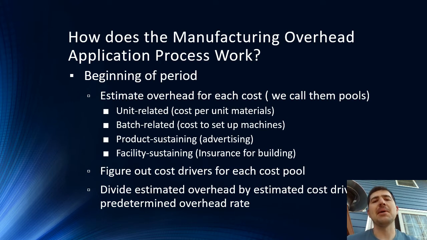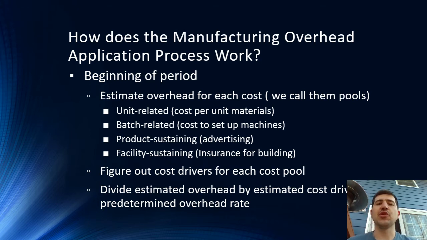So we're going back a few chapters here to look at all the different manufacturing overhead. Now we're going to figure out how that manufacturing overhead is applied to the product. So you're going to figure out what is your cost driver. Is it per bread, per batch, per whatever? And you're going to look at your estimated overhead. How much money am I going to spend on batches setting up this material, divided by how many batches am I going to make? And that gives you the cost per batch.